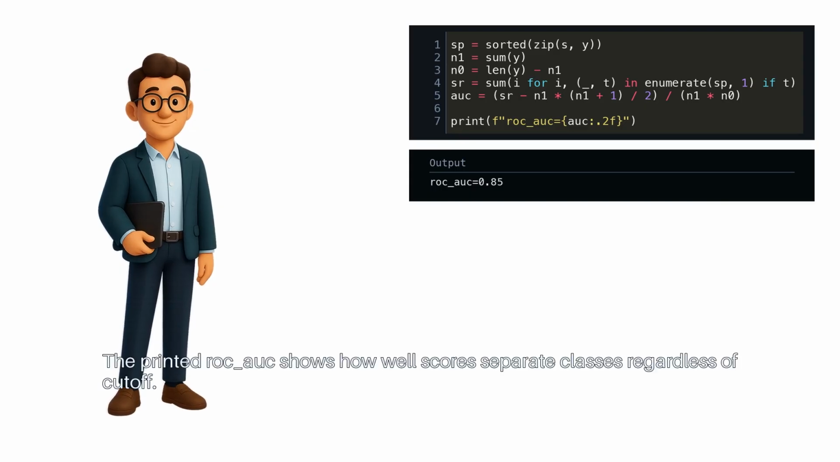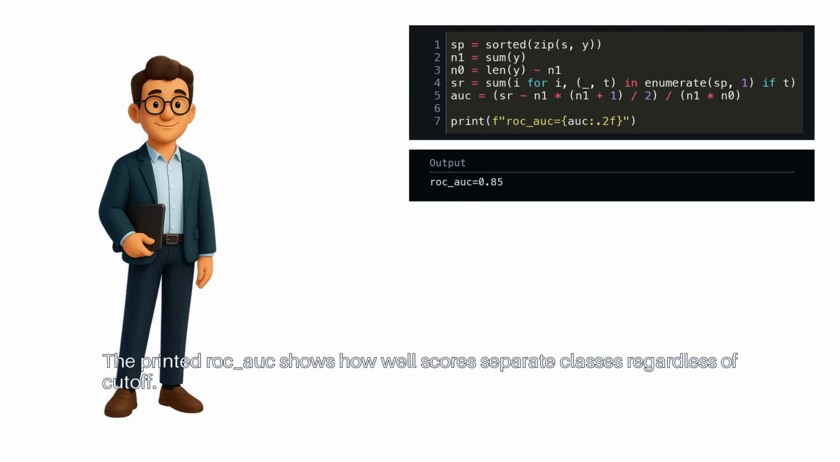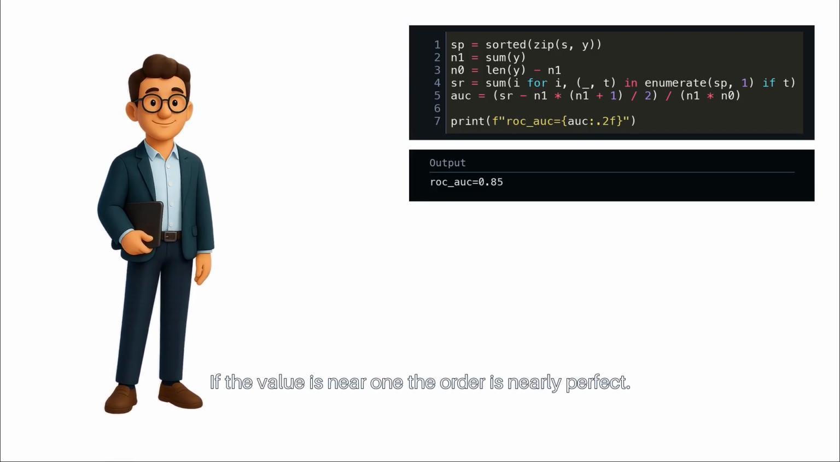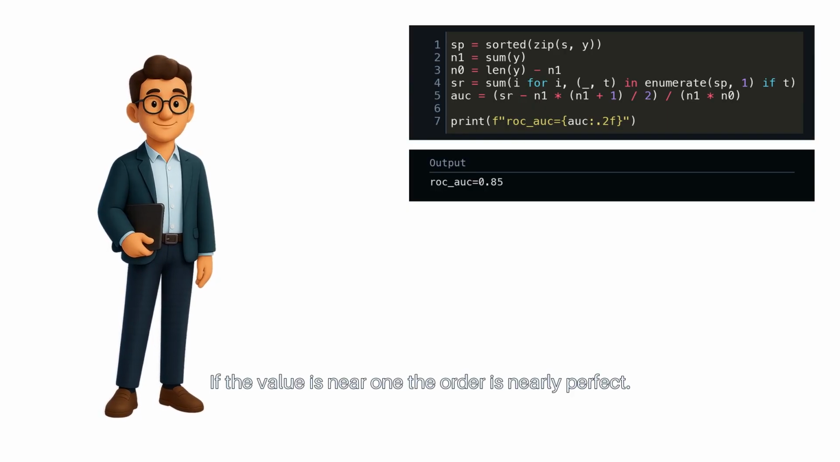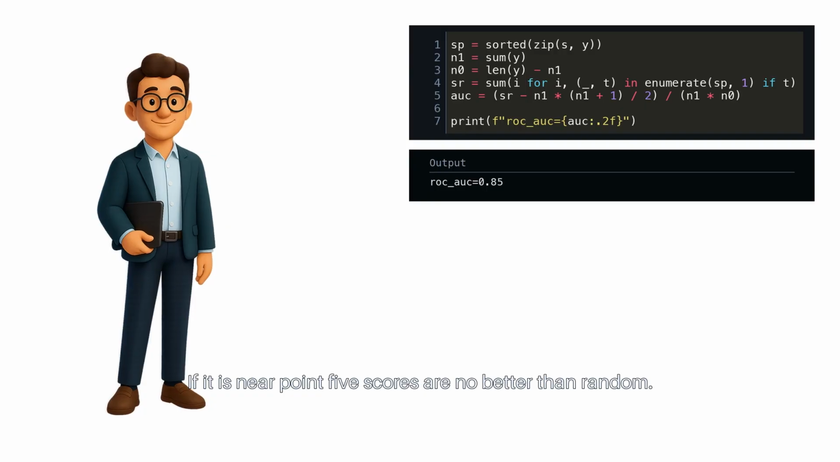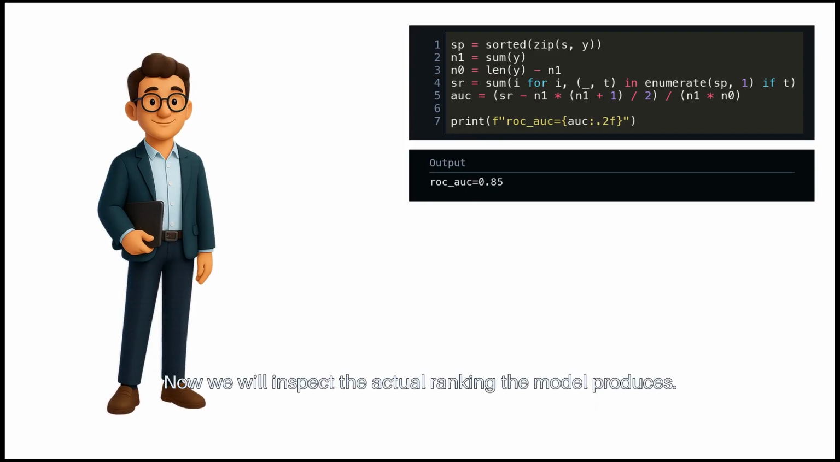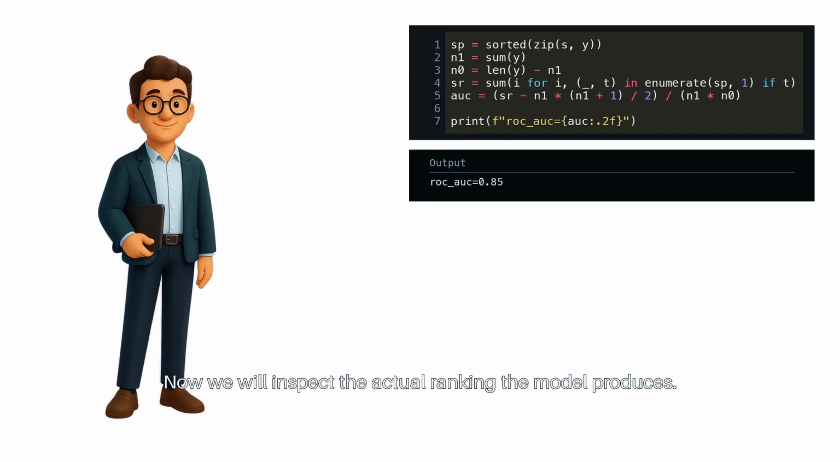The printed ROC AUC shows how well scores separate classes regardless of cutoff. If the value is near 1, the order is nearly perfect. If it is near 0.5, scores are no better than random. Now we will inspect the actual ranking the model produces.